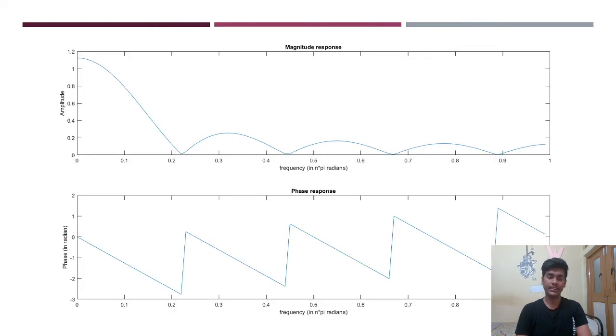So here we can see the above graph shows the magnitude response of h of z, whereas the below one shows the phase response.